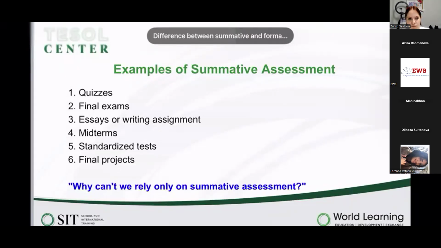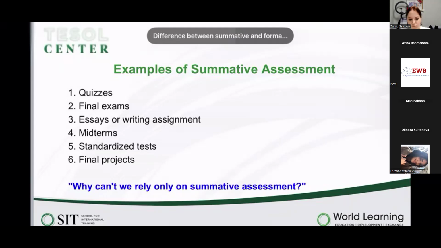Oh, thank you. As mentioned in the previous slide, because it doesn't provide enough info about what should be changed in our teaching instruction. Yes, correct. Midterm exams. Oh, Dilnoza Sultanova uses midterm exams more. At schools, we use mostly writing assignments like dictations or essays in order to understand students' level. Oh, yes. Yes, correct. You're right. We use midterm exams to understand students' level.